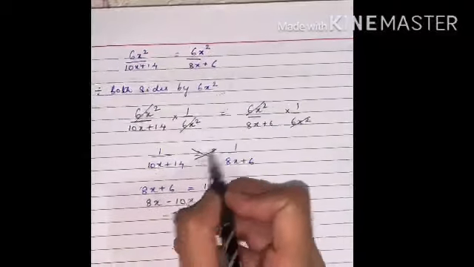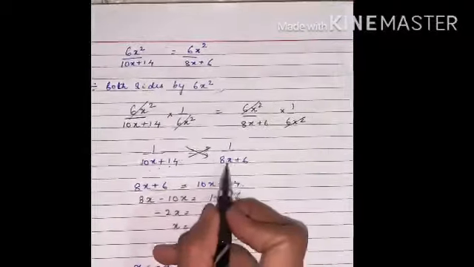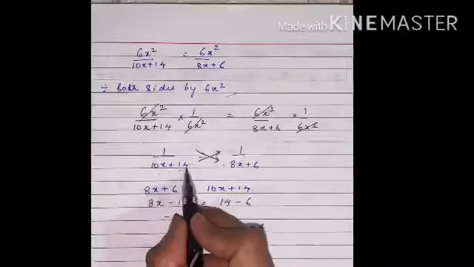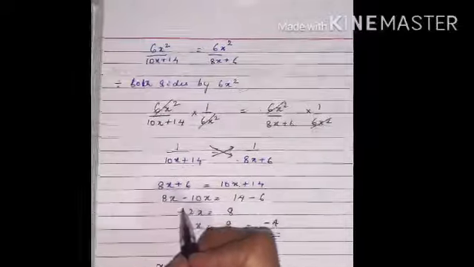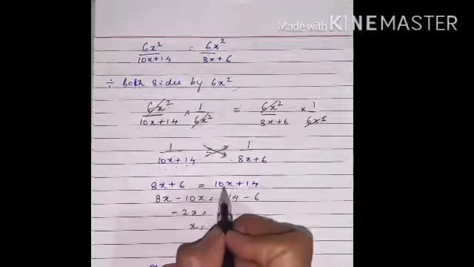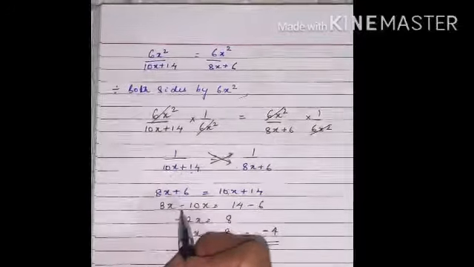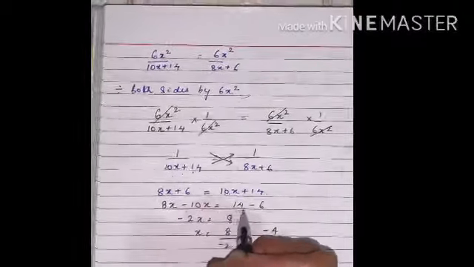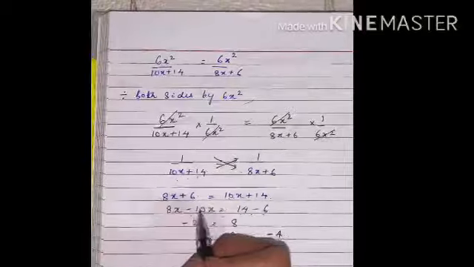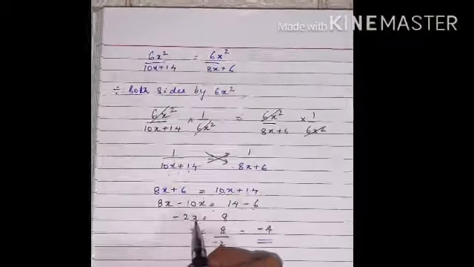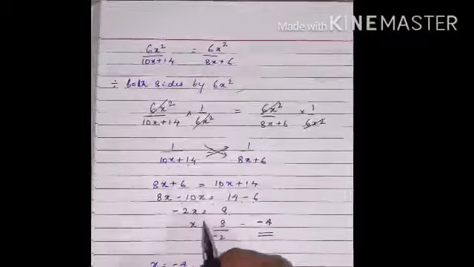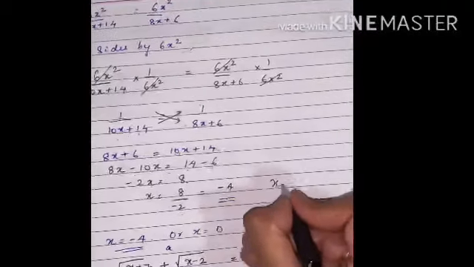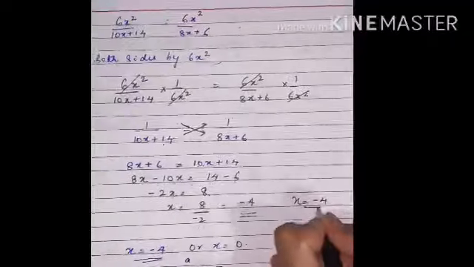Now cross multiply. So you get 8x plus 6 into 1 is 8x plus 6 equal to 10x plus 14. Get all the x terms to one side. 8x, when you shift the side, the sign changes. So it becomes minus 10x equal to 14 minus 6. So minus 10x plus 8x is minus 2x is equal to 8. So x is equal to 8 by minus 2, you get minus 4. So you get x is equal to minus 4.